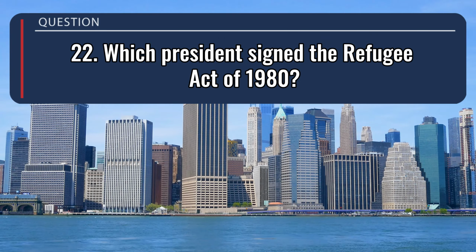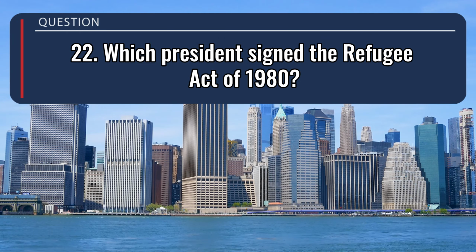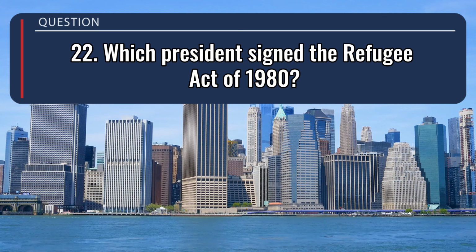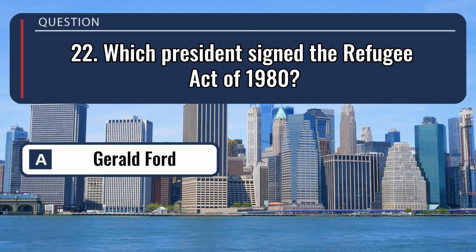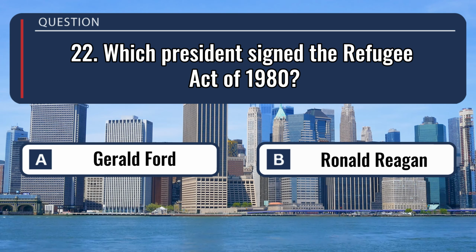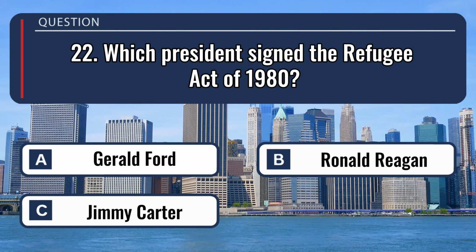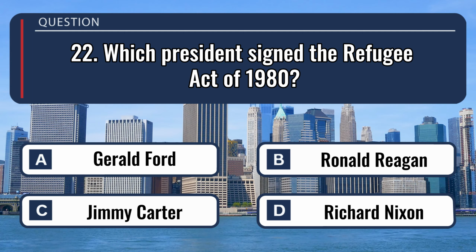Question 22. Which president signed the Refugee Act of 1980? A. Gerald Ford. B. Ronald Reagan. C. Jimmy Carter. D. Richard Nixon. The correct answer is C. Jimmy Carter.